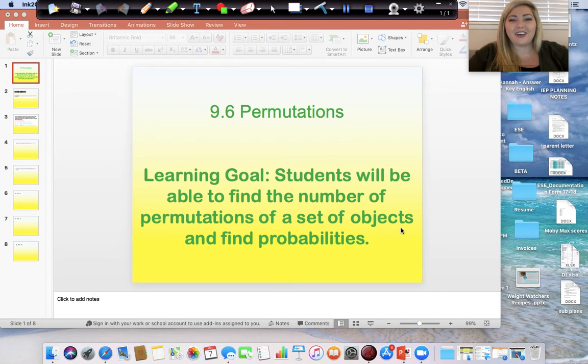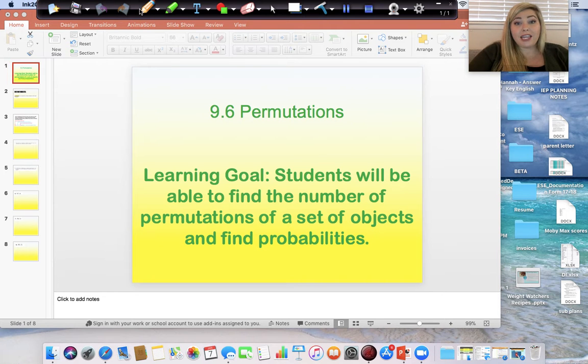Let's go ahead and get started. We are doing Chapter 9, Lesson 6, Permutations. So our learning goal is that students will be able to find the number of permutations of a set of objects and find probabilities. Permutations is a mouthful, that's for sure. This is something completely new and different. I will say that the math portion of permutations is very easy. Once you figure out the word, the vocabulary, and what it means, the math part is easy.